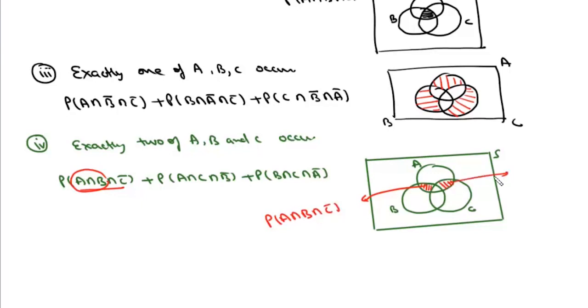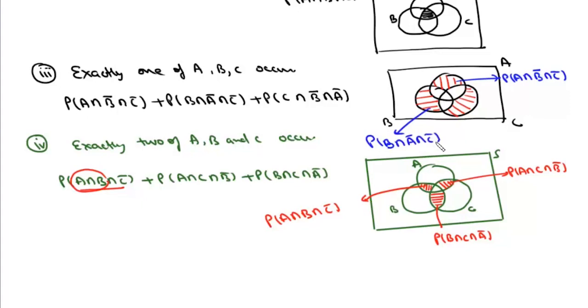This part is part common to A and C and which doesn't contain B, and this part is probability of B intersection C intersection A naught. And here in this first one, it was this region which is probability part of A that doesn't contain B or C. This is part of B that doesn't contain A or C, and this is part of C that doesn't contain A or B.